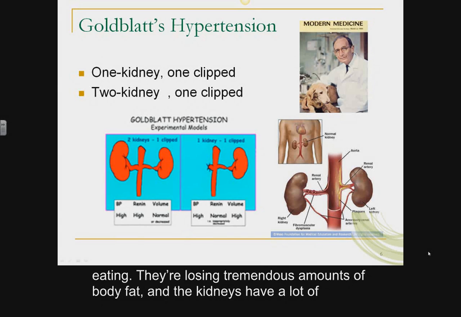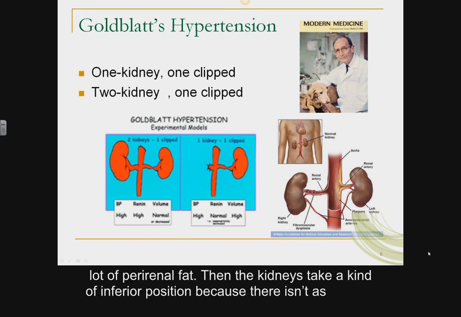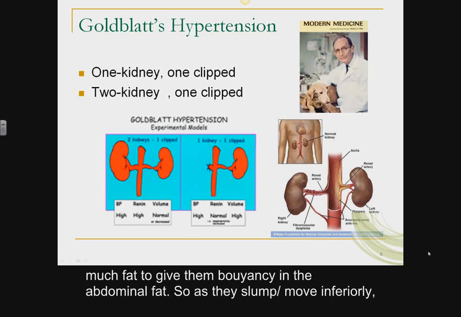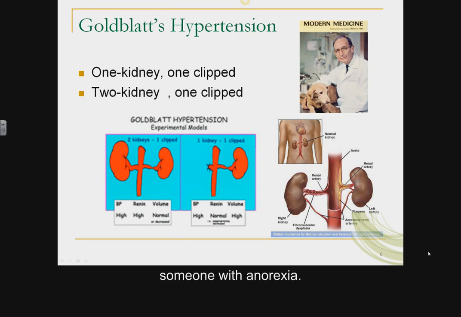They are losing tremendous amounts of body fat. And the kidneys have a lot of peri, meaning around, perirenal fat. So a person who has anorexia, they're losing a lot of perirenal fat. Then the kidneys take an inferior position because there isn't as much fat to give them buoyancy in the abdominal cavity. So as they slump or move inferiorly, this is going to cause a kink in the renal artery. So we can see Goldblatt's hypertension in patients specifically with anorexia.